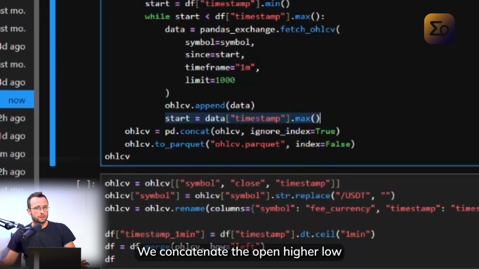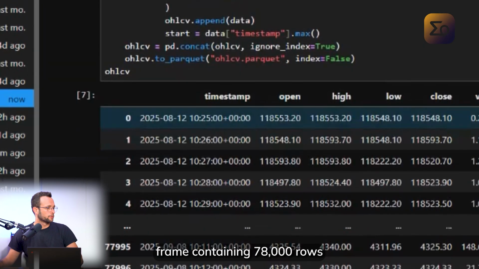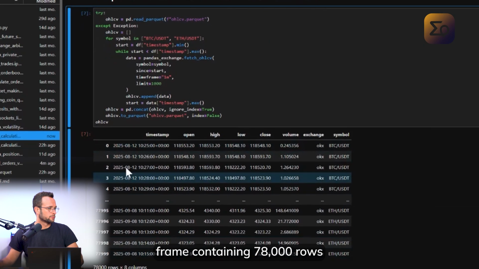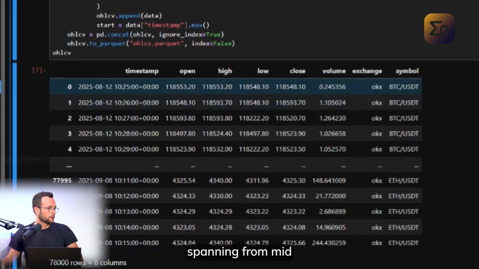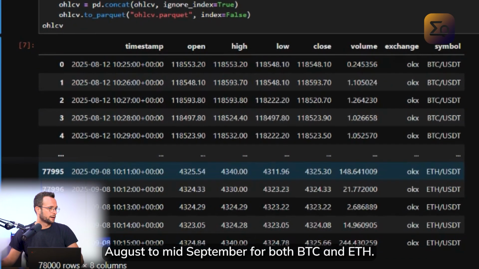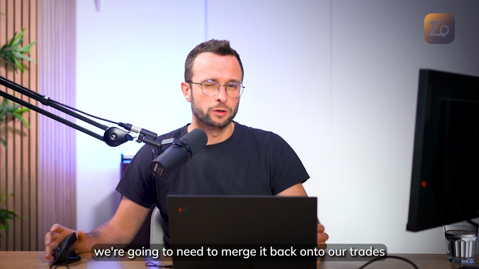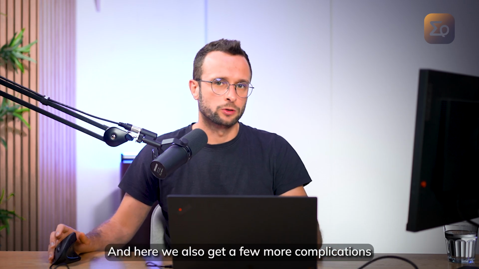We concatenate the open, high, low, close volume into a single data frame. And as we can see here, we get a data frame containing 78,000 rows where we get all of our open, high, low, close data spanning from mid-August to mid-September for both BTC and ETH. Now that we have this data, we're going to need to merge it back onto our trades data frame. And here we also get a few more complications.